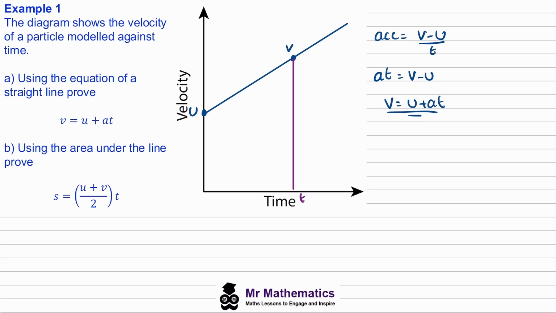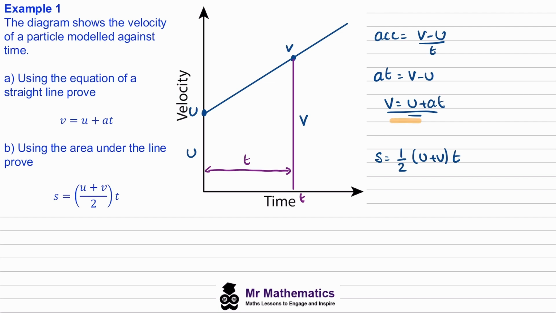For part B, using the area under the line, prove that this is the displacement. We know the area under a velocity time graph is the displacement. So all we have here is a simple trapezium. The parallel sides have a length of u and v, and the perpendicular distance between them has a length of t. So using the standard equation for the area of a trapezium, the displacement, the area, will be 1/2 the sum of the parallel sides multiplied by the perpendicular distance between them. And this will give you the displacement s.